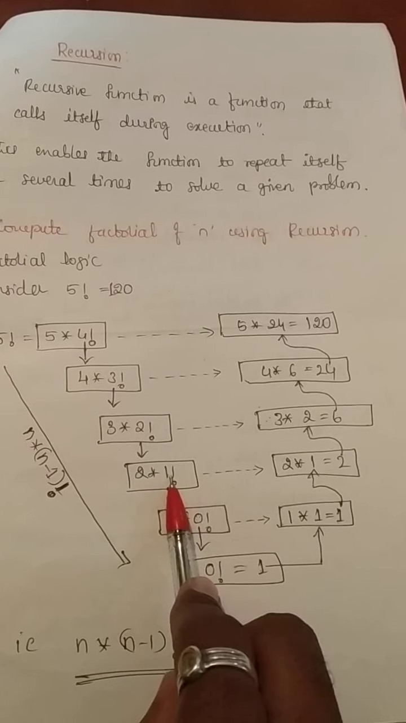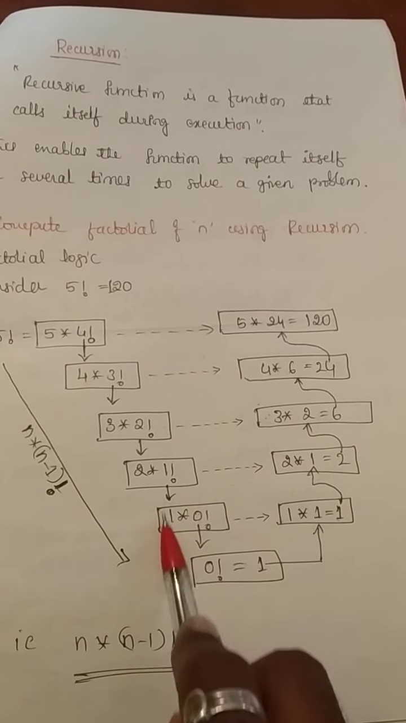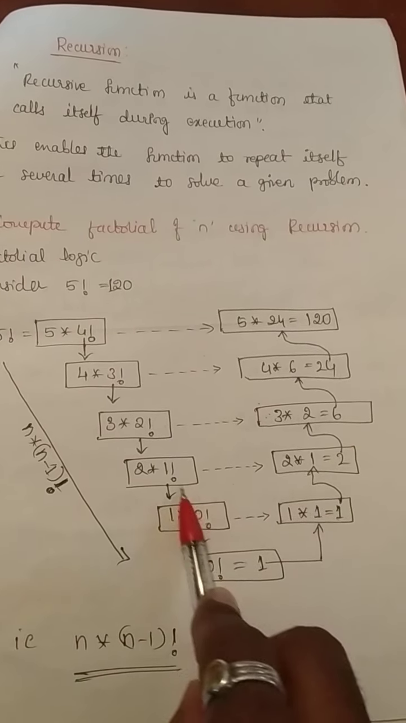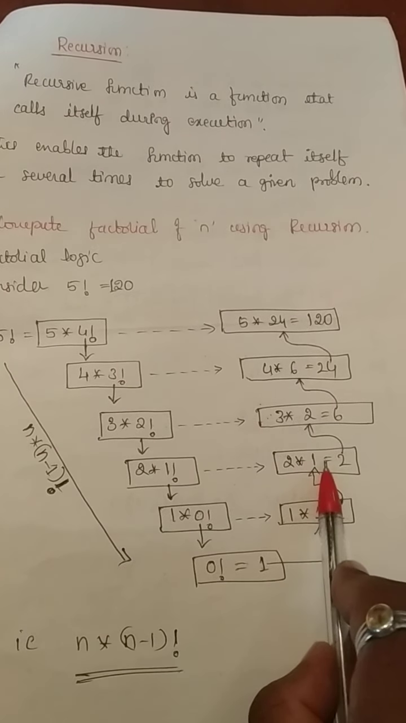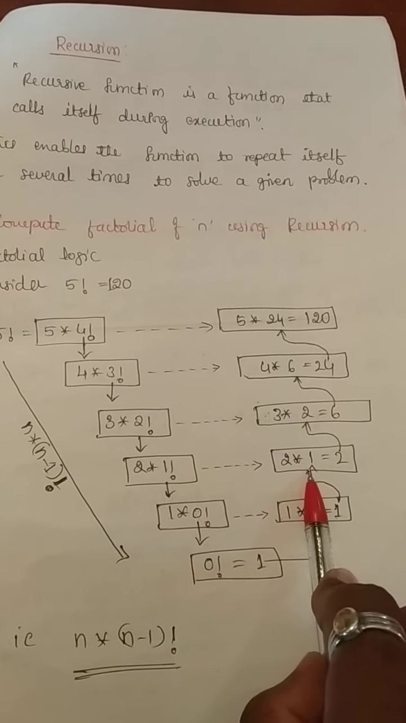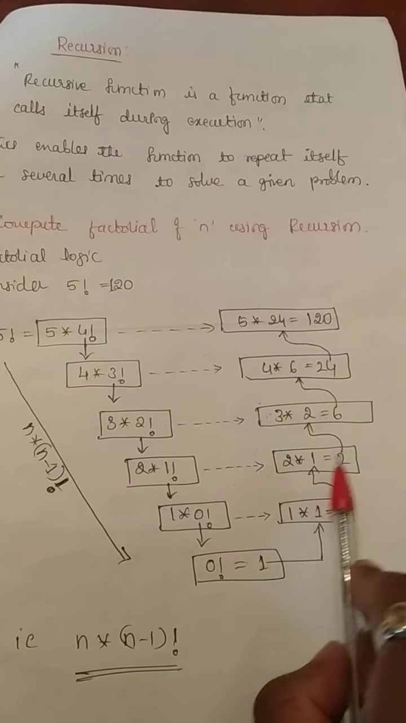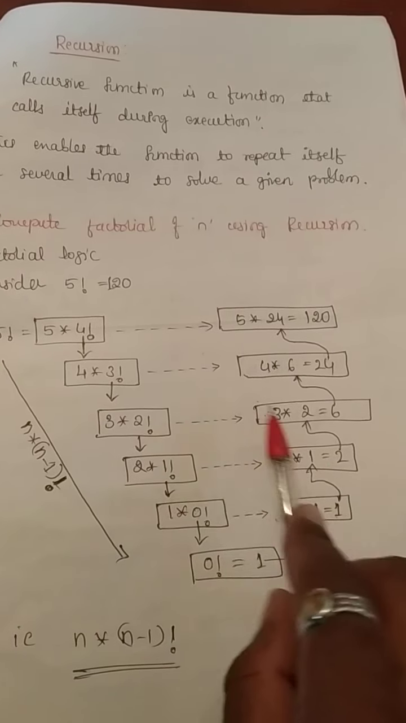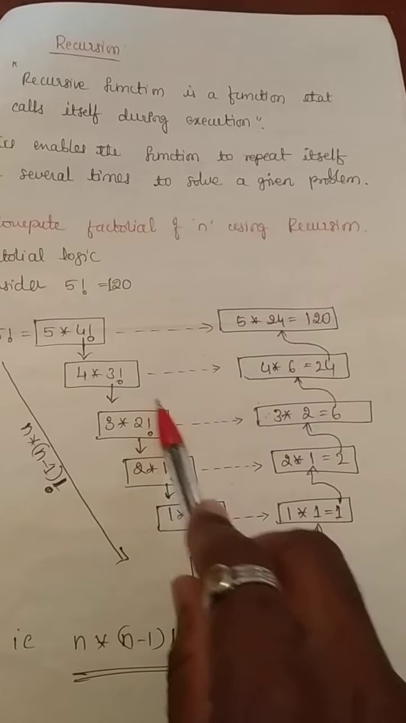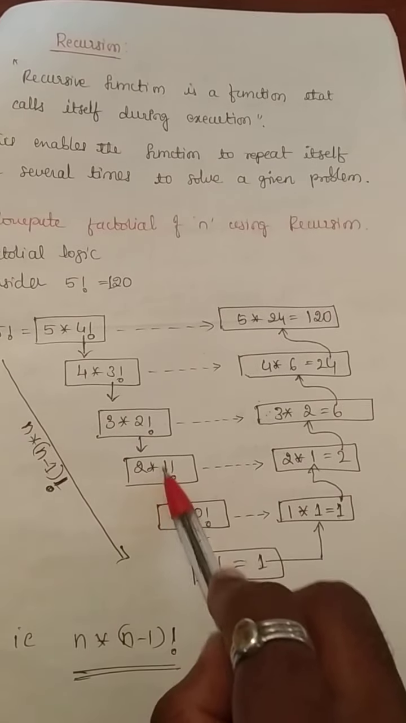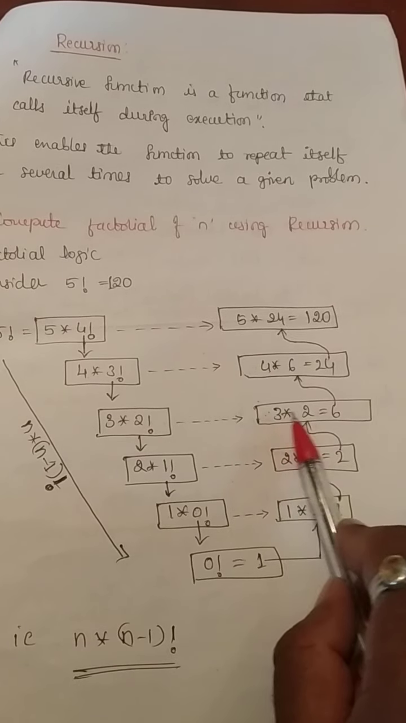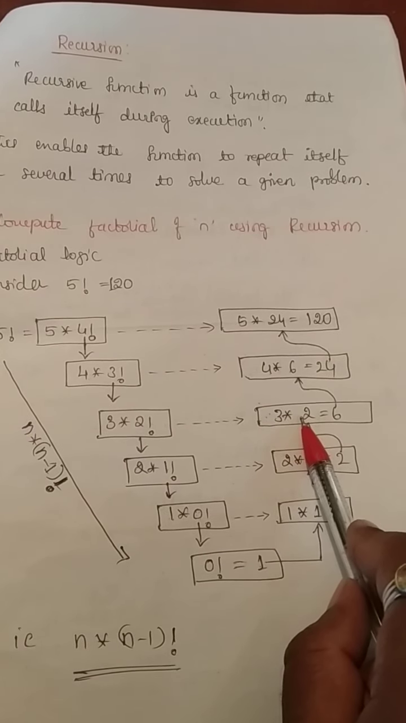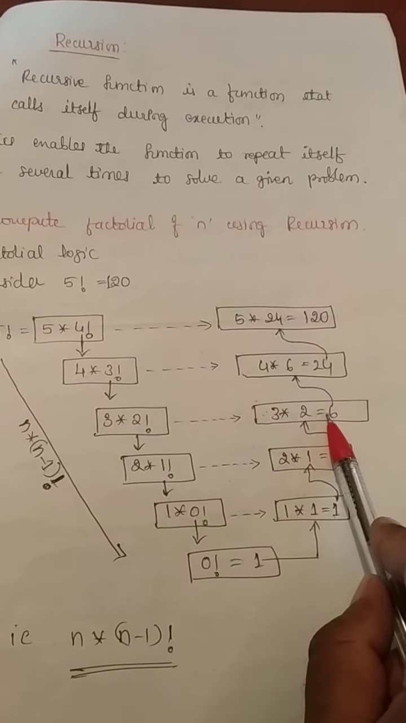Next, go back. 2 into 1 factorial is there. See, 1 factorial is nothing but this result. How much? 1. That comes and stores here. That I showed here. 2 into 1 factorial result is this one, 1 value. So 2 into 1, 2. Then this statement I have written here, 3 into 2 factorial result. How much? 2 factorial result I have got? 2. So I will substitute the 2 here. So 3 into 2 factorial result is 2, total I have got 6.